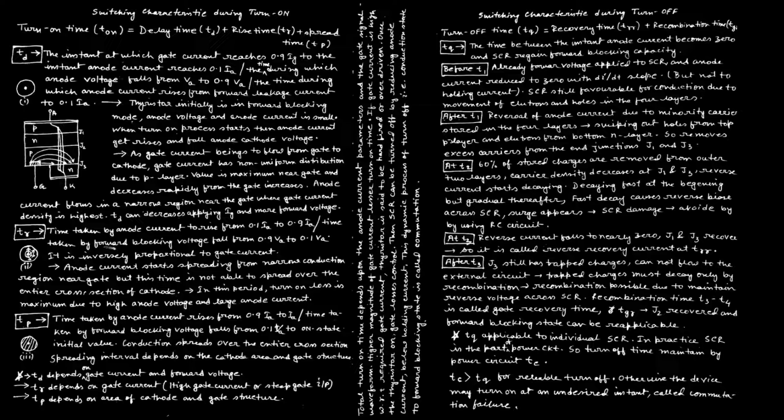This TQ is applicable to an individual SCR separately. In practice, the SCR is part of a power circuit, so the turn off time is maintained by the power circuit, TC. For reliable commutation, TC must be greater than TQ, otherwise the device may turn on at any unwanted instant, and this is called commutation failure.